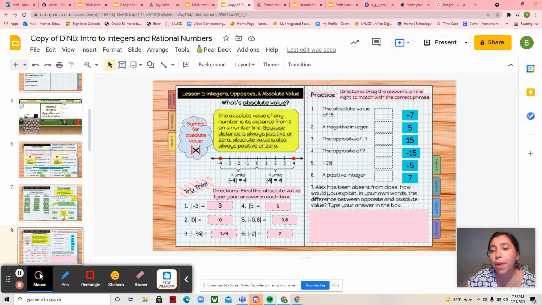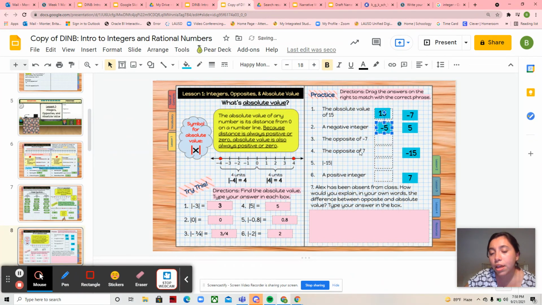Now, here's more practice. Drag the answers on the right to match the correct phrase. The absolute value of 15 is going to be 15. A negative integer, I'm just going to pick, it's any negative. So I'm just going to pick negative 5. Let's just try that. Negative 5. The opposite of negative 7, that's 7. It's a positive. The opposite of 7 is negative 7, right?